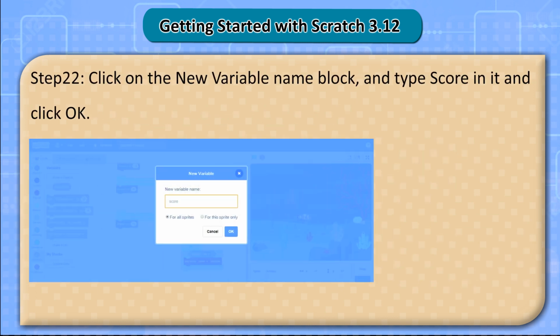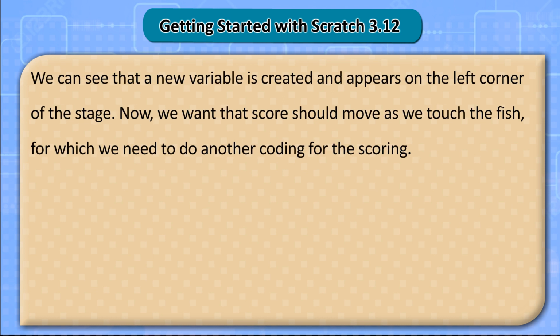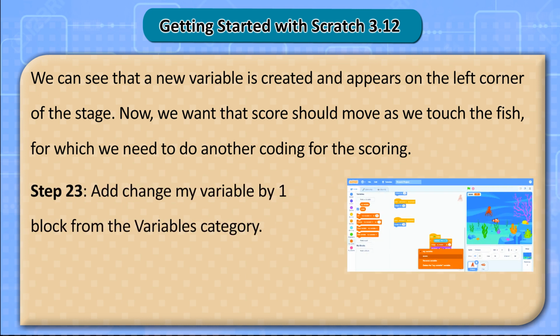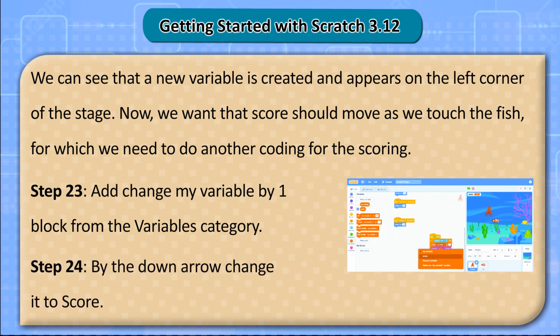Step 22. Click on the New Variable Name box and type score in it and click OK. A new window will appear. We can see that a new variable is created and appears on the left corner of the stage. Now, we want the score to change as we touch the fish, for which we need to do another coding for the scoring. Step 23. Add the change my variable by 1 block from the Variables category. Step 24. By the down arrow, change it to Score.